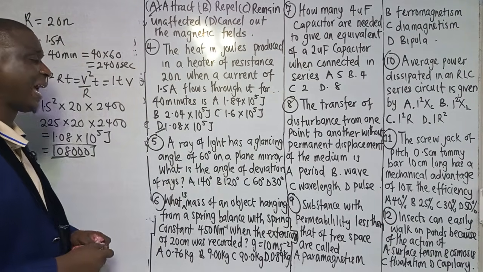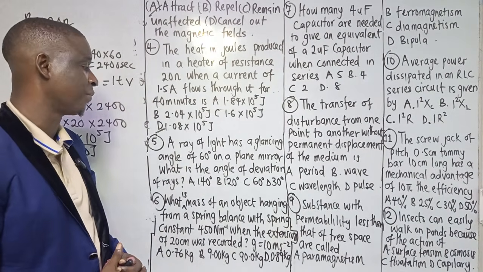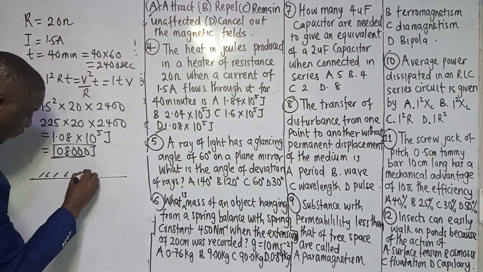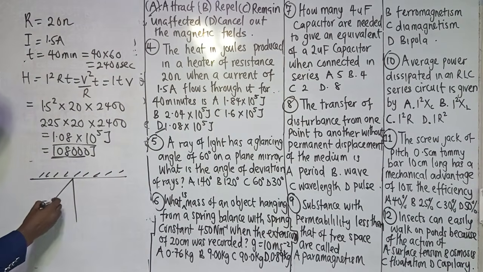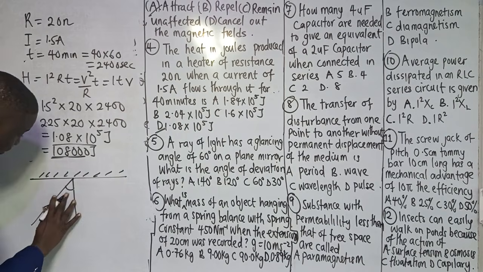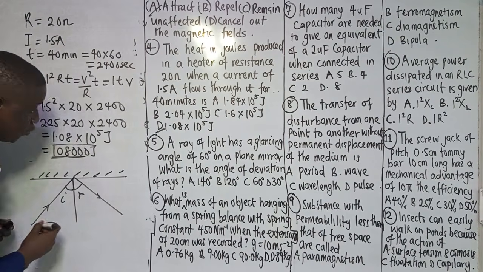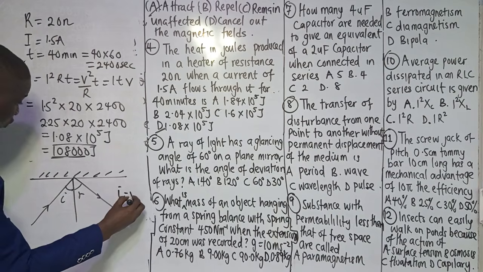They said a ray of light has a glancing angle of 60 degrees on a plane mirror. So this is a plane mirror, this is the normal, and this is the incident ray. This is the angle of incidence, and this is the angle of reflection. According to the law of reflection, the angle of incidence equals the angle of reflection. So I is equal to R.